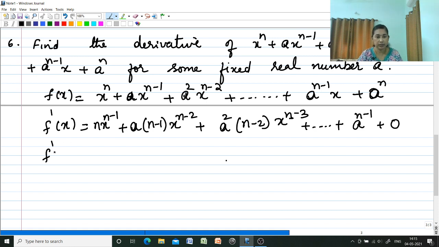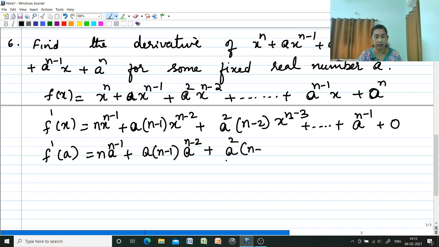Now we have to find what is f dash a because it is for some real number a. So this can be written as, instead of x we can give a, so n a raised to n minus 1 plus a into n minus 1 into a raised to n minus 2, where all x is there we have to replace it by a, plus a square n minus 2 into a raised to n minus 3 plus etc. plus a raised to n minus 1, and that is equal to n a raised to n minus 1 plus here a into a raised to n minus 2.